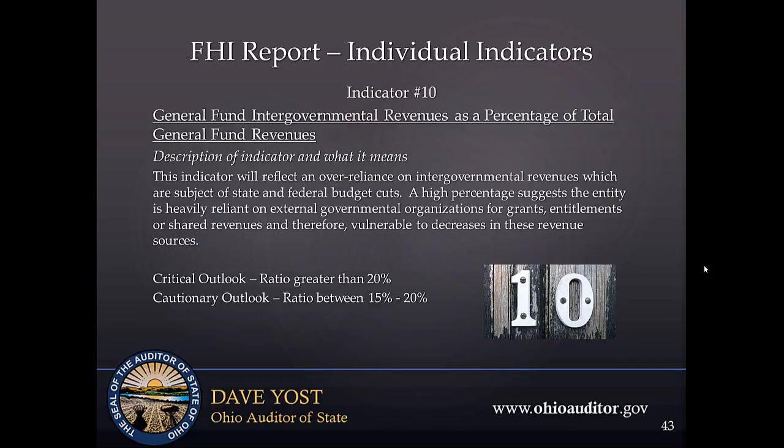It's important to be aware of the percentage of total revenues that are not considered own source revenues or local source revenues. Understanding the percentage of total revenues derived from the intergovernmental sources is important when trying to maintain financial stability while dealing with an economic downturn. For indicator 10, the critical outlook is met when the ratio is greater than 20%. A cautionary outlook would be a ratio between 15 and 20%.